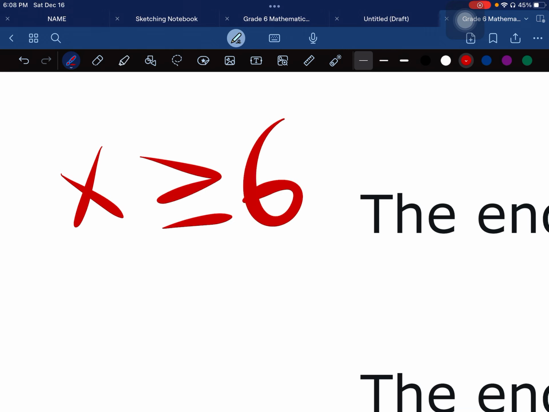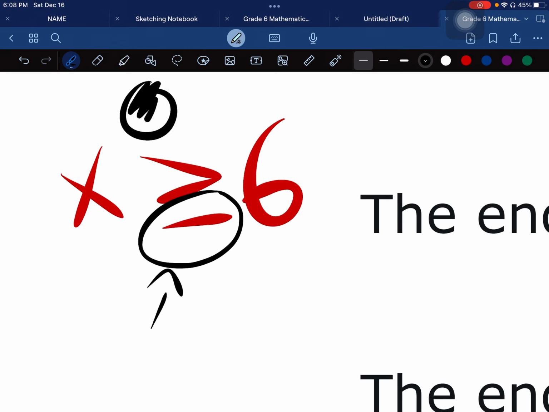If it were like this, it is included. ¿Por qué? Because of the equal sign. Si fuera closed, sí lo incluye. It's part of the group. It's part of the cool group. So greater than or equal to 6.